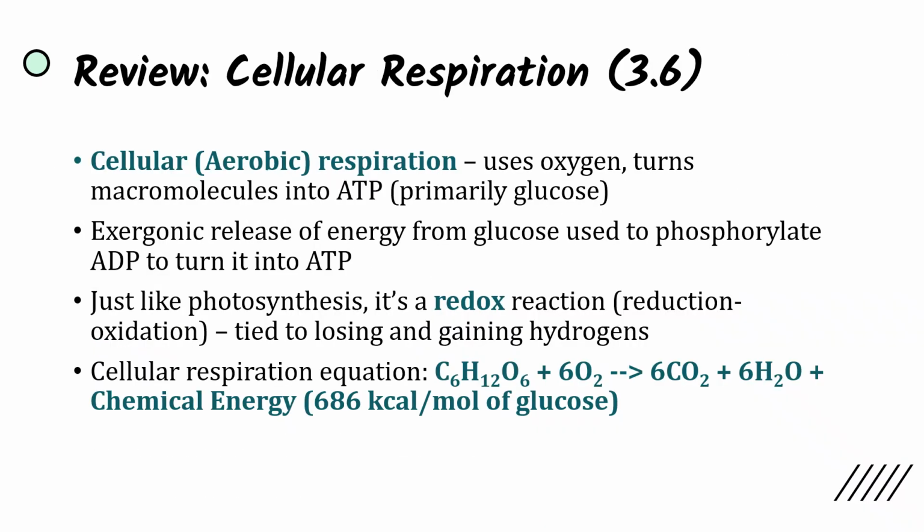Moving along into cellular respiration 3.6, we're going to be discussing aerobic respiration and also anaerobic respiration. First up, aerobic respiration is using oxygen, aerobic, turning macromolecules into ATP. And while glucose is the primary molecule and the only molecule we'll be talking about in this course, in terms of cellular respiration, other macromolecules can also enter the respiration cycle and create ATP from their food energy. And this exergonic release of energy from glucose is used to phosphorylate ADP, turning it into ATP, which can then be used as the currency of the cell for endergonic reactions.